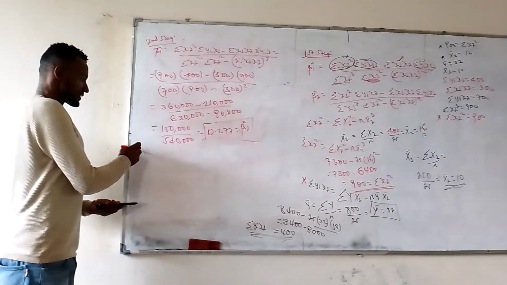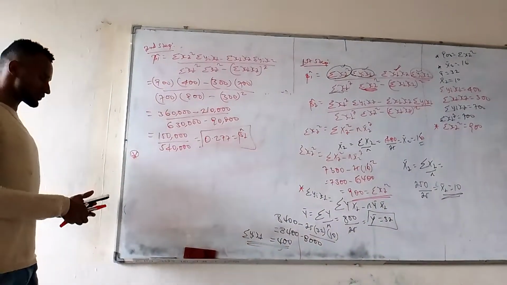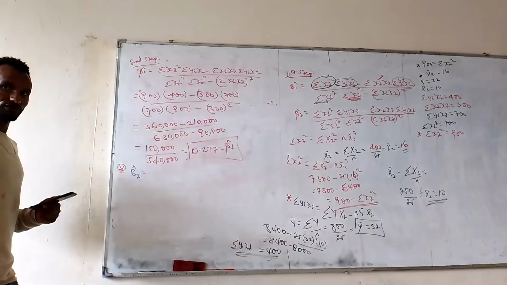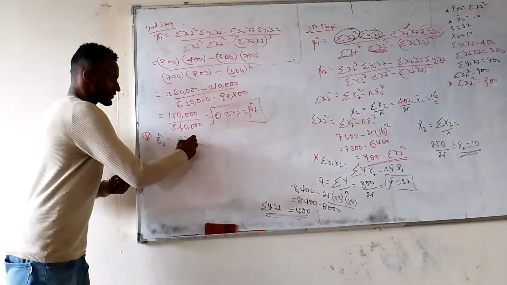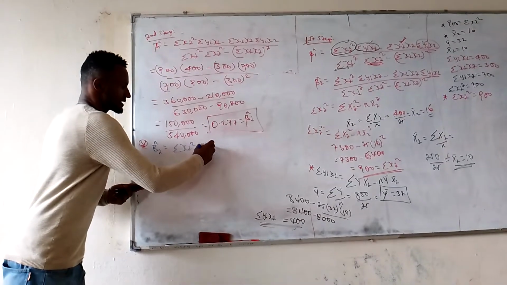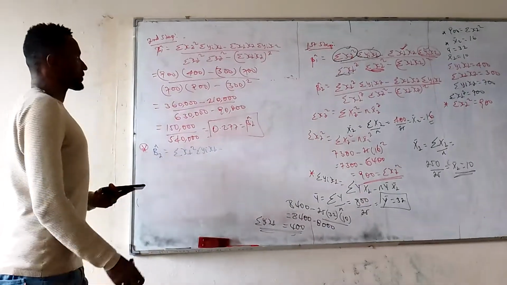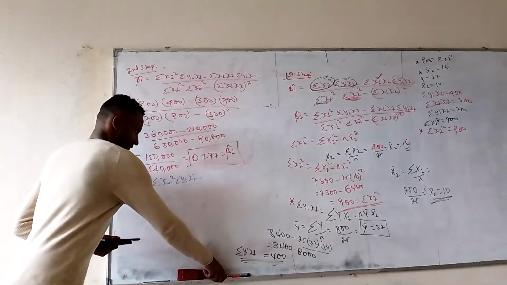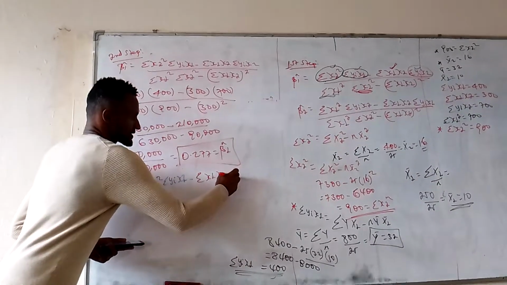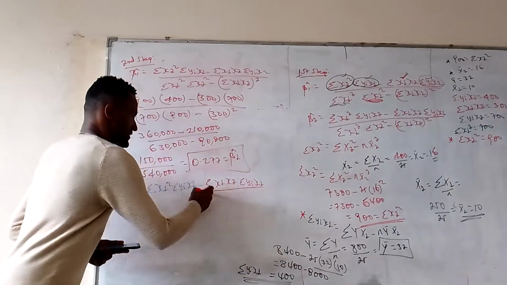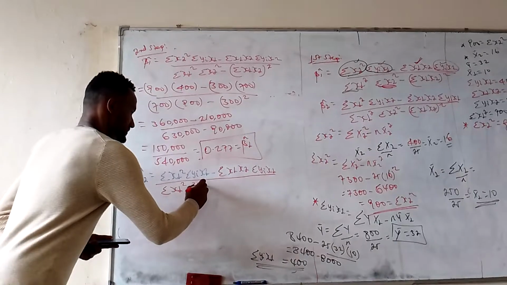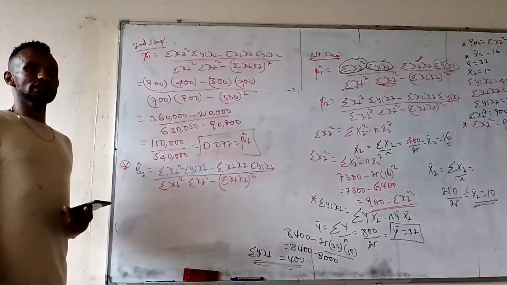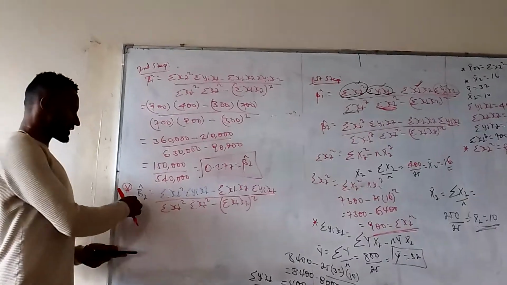Next, we have to compute the value of the second parameter that we call beta 2. So beta 2 hat is equal to the summation of x1 the whole square times the summation of yi x2, minus the summation of x1 x2 times the summation of yi x1, divided by the summation of x1 the whole square times the summation of x2 the whole square, minus the summation of x1 x2's whole square. This is the general formula we use to get the second parameter, beta 2 hat.